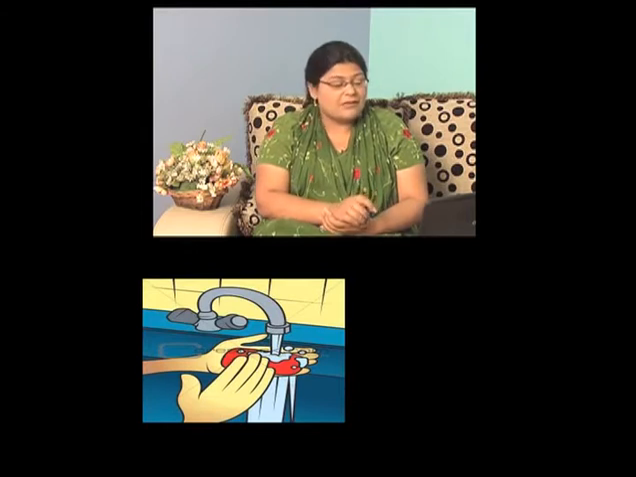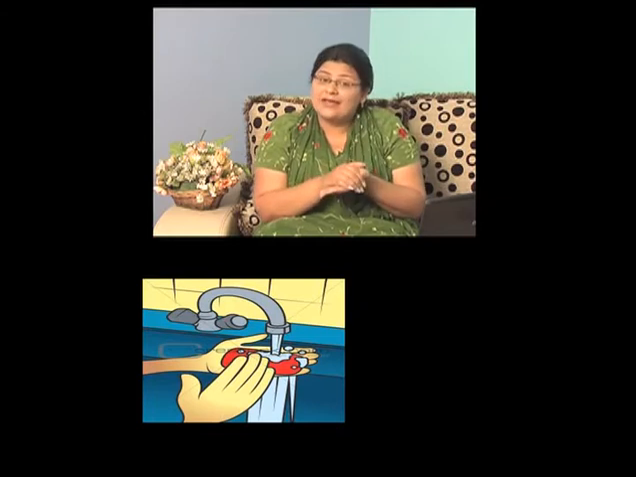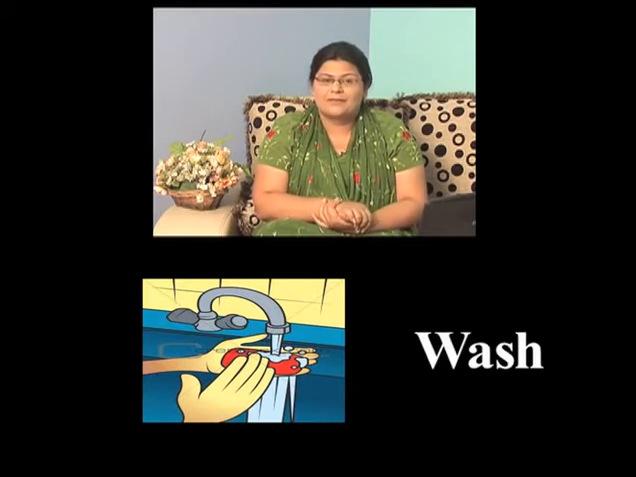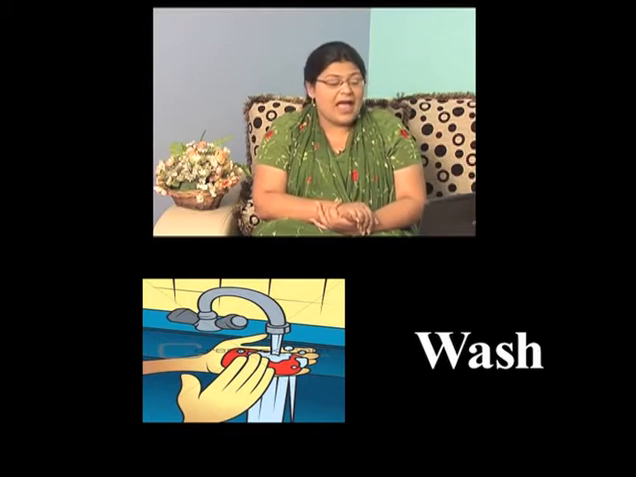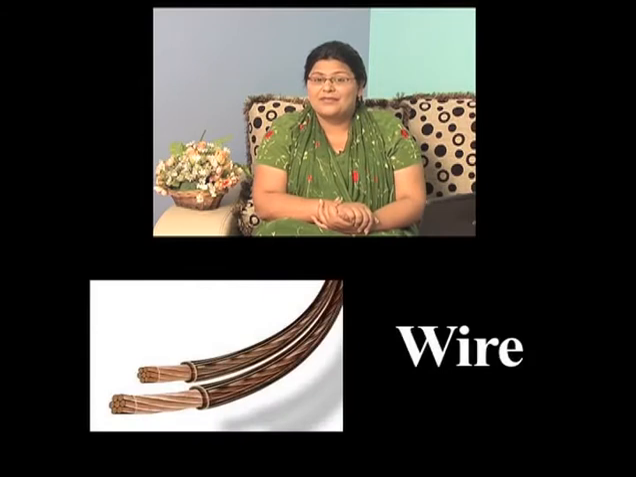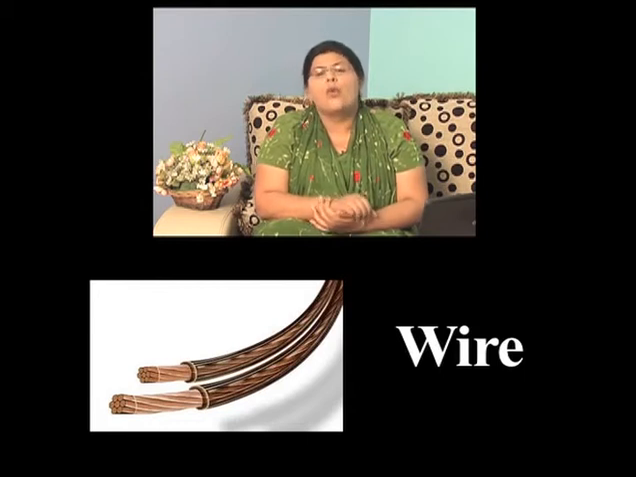Here you see somebody soaping his hands. What is he doing? A 4-letter word? Yes, wash. Wash. And in the next picture, what do you see? You see what seems to be a tar. What do we call tar in English? Wire.